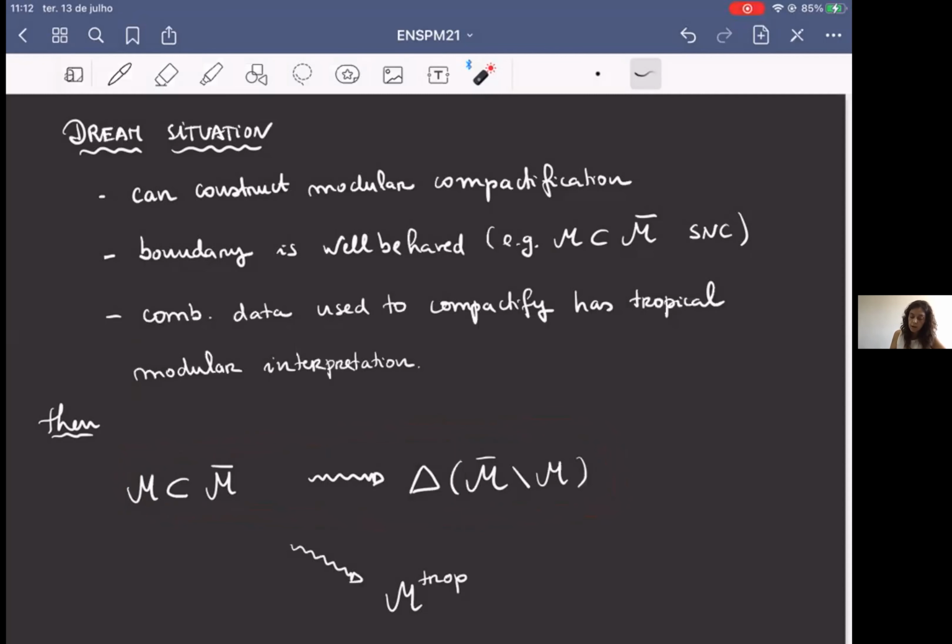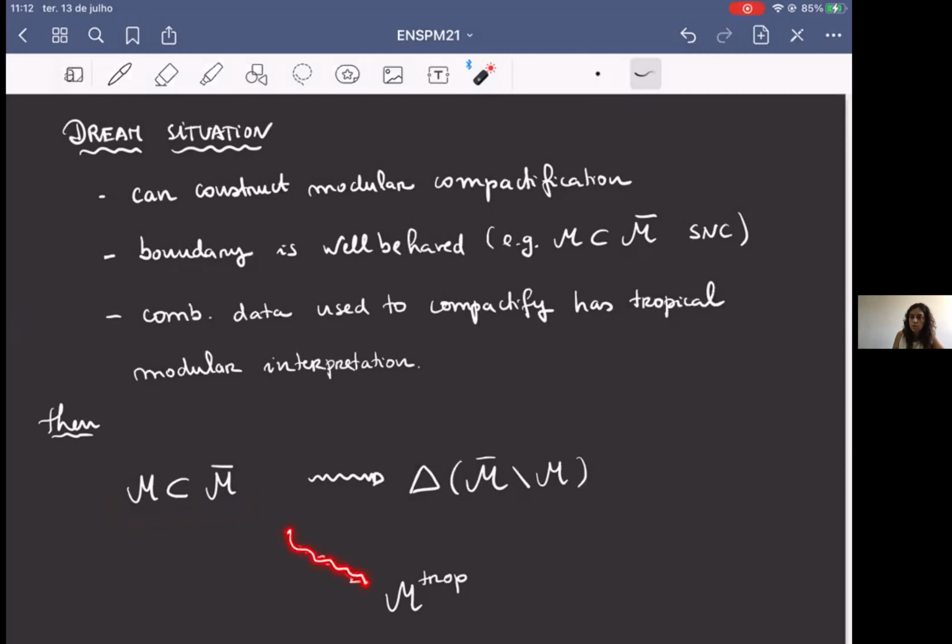But then if you also have a tropical interpretation, a tropical modular interpretation, of some combinatorial data, you can construct a tropical moduli space. This is usually a generalized cone complex. So it's a complex of rational polyhedral cones whose gluing is described by some category, usually.